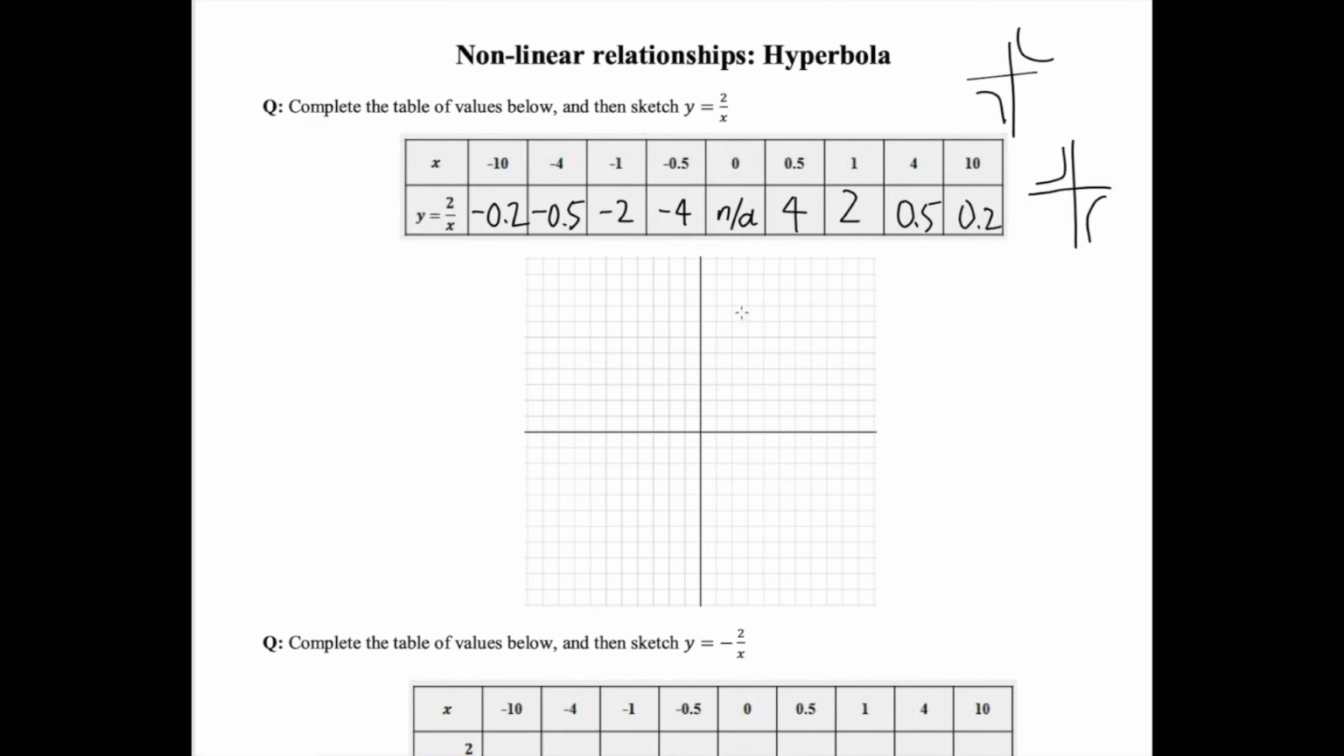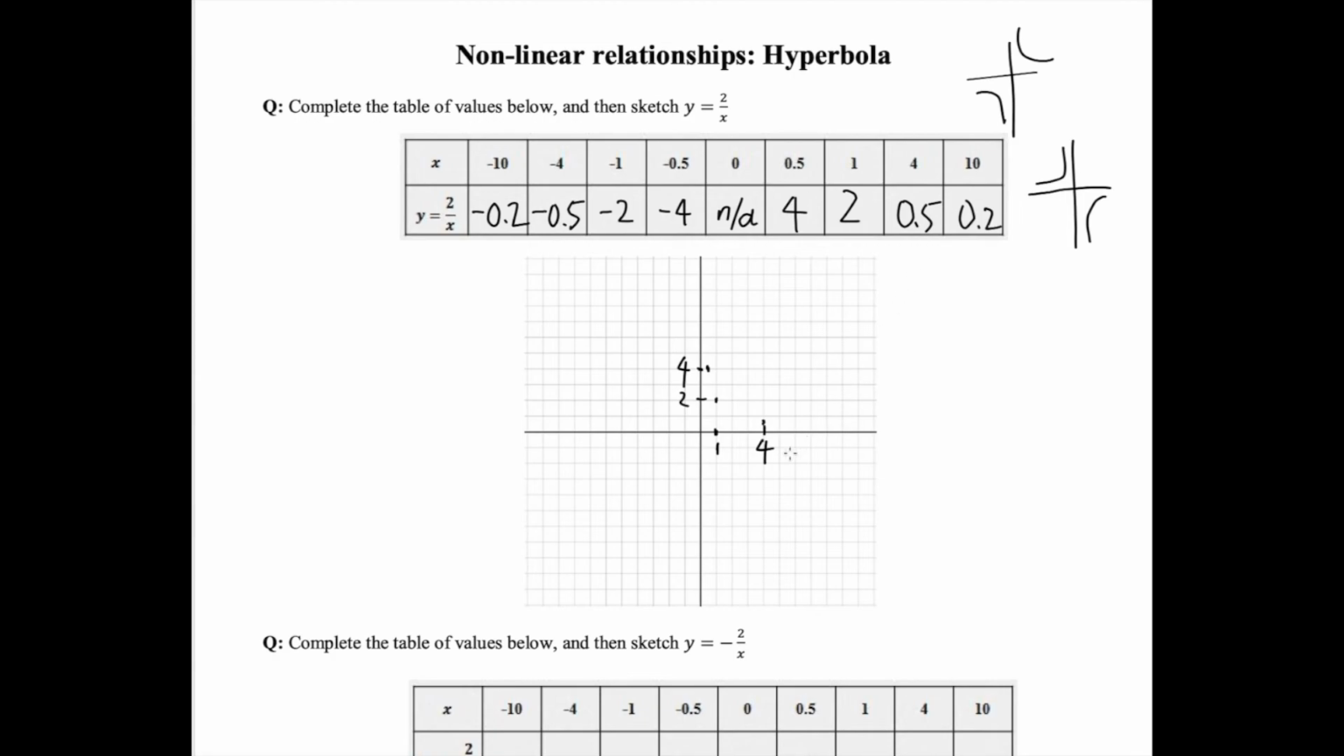Okay. Now, once you have the table values, you can start graphing. So I'm just going to write down the values here. I'm going to start from here. When x is 0.5, y is equal to 4. So 1, 2, 3, 4. This is 4. 0.5 is somewhere here. When x equals 1, y is equal to 2. When x equals 4, y is equal to 0.5. So 1, 2, 3, 4. Y is equal to 0.5. So somewhere here.